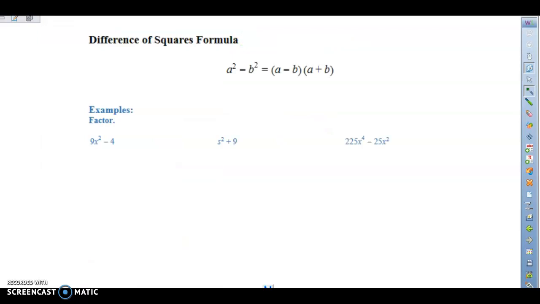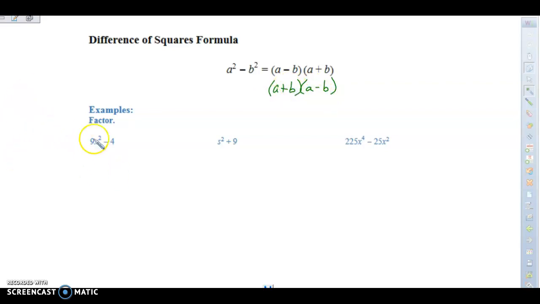Difference of squares formula. If you have a squared minus b squared, when you factor it out, you're going to have 2 a's, so there's your 2 a's, you're going to have 2 b's, and one of them has to be a negative, just one, and it doesn't matter. You could also have written it like this, just as long as one is with subtraction and one is with addition.